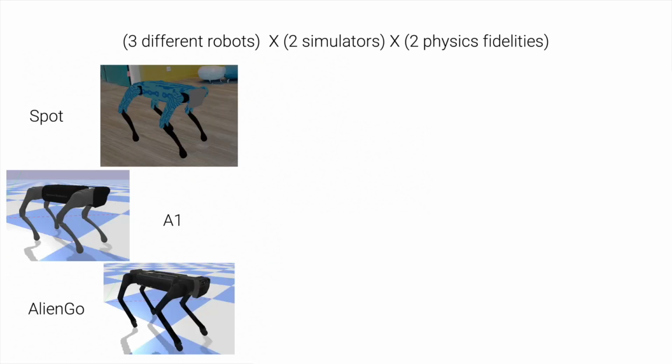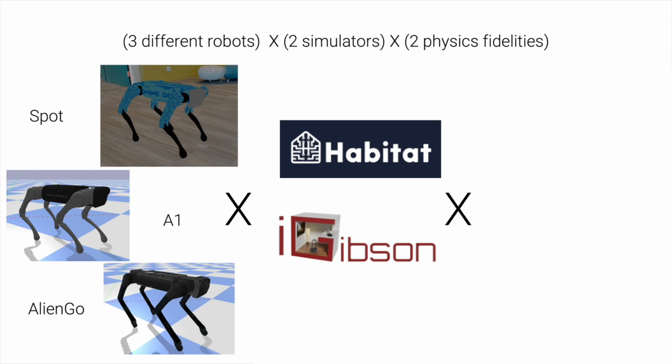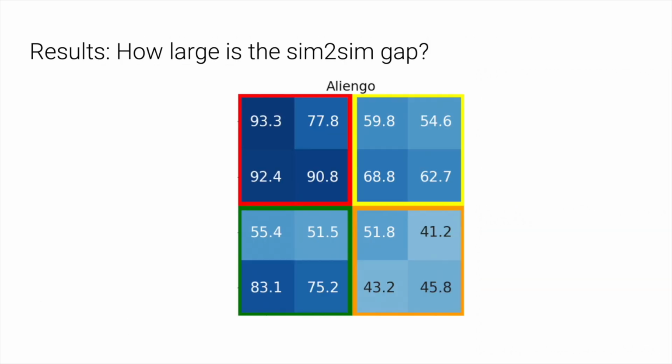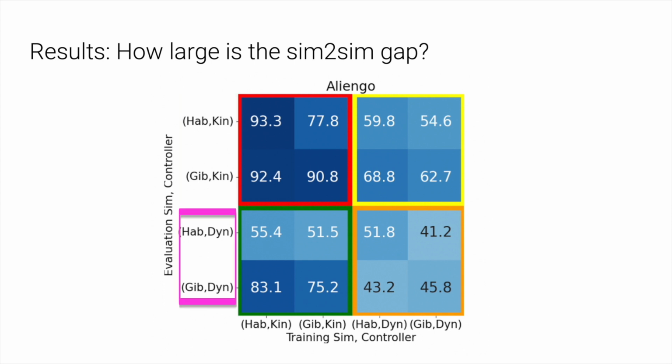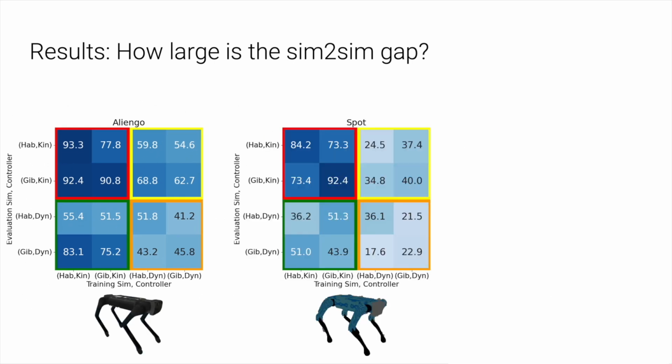We evaluate our hypothesis using 3 different robots, Spot, A1, and AlienGo, and 2 simulators, Habitat and Gibson. We train policies using 2 physics fidelities, dynamic and kinematic. We study the combinatorial space of experiments: policies trained under 2 training conditions, kinematic and dynamic, 2 evaluation conditions, kinematic and dynamic, 2 simulators, Habitat and Gibson, and 3 robots, AlienGo, Spot, and A1.